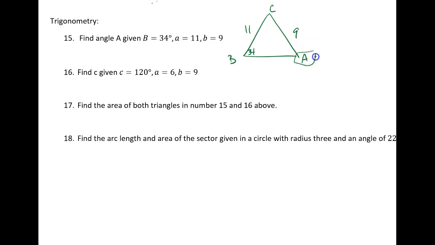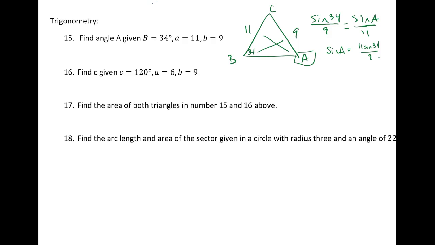I know I'm supposed to find A, so let's just find that first. So we're going to do a law of sines. I'm going to first set it up as the sine of 34 over 9, because you always want to go opposites here, equals the sine of A over 11. And I'm going to cross multiply and solve. So really my sine A, I'll be typing in 11 sine 34 all over 9.